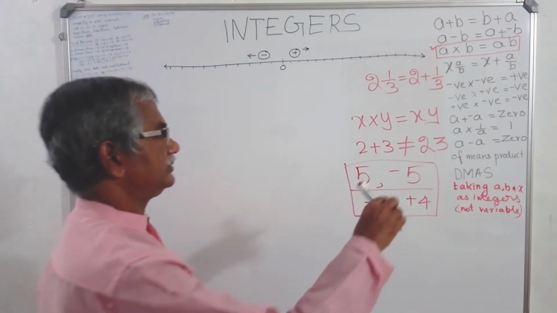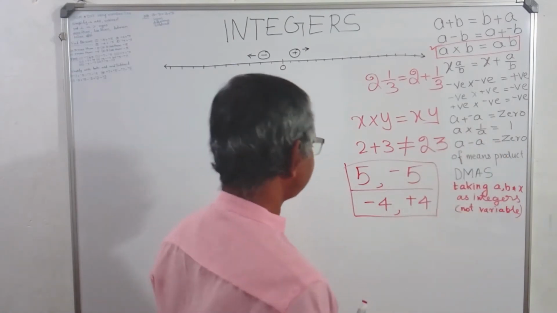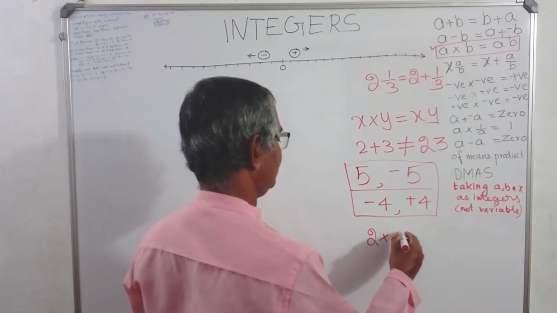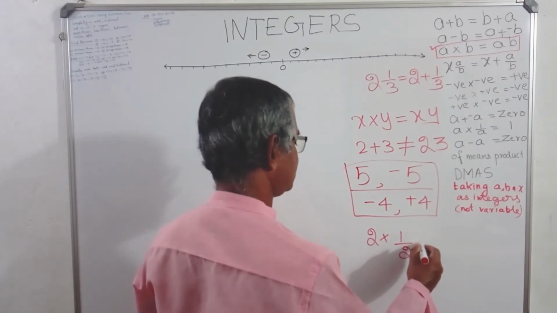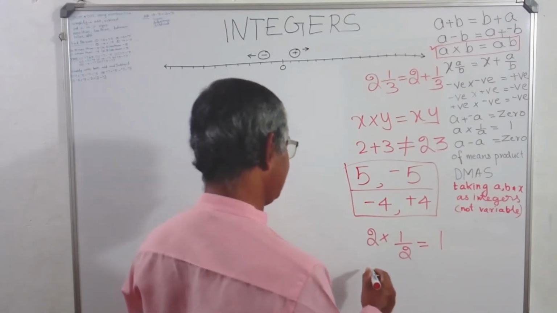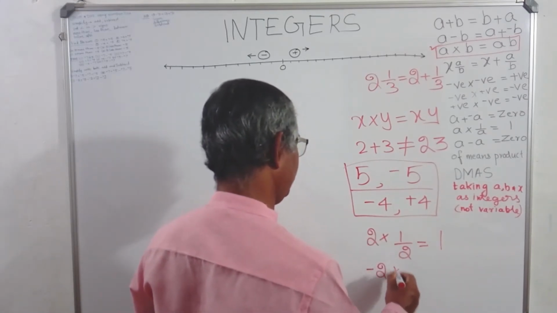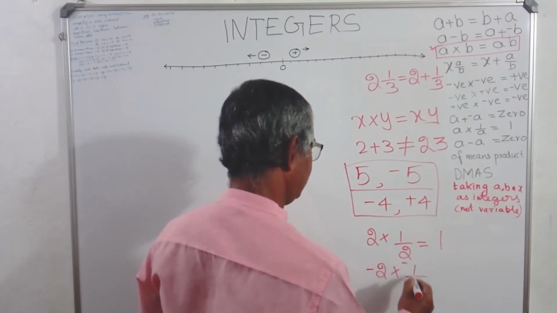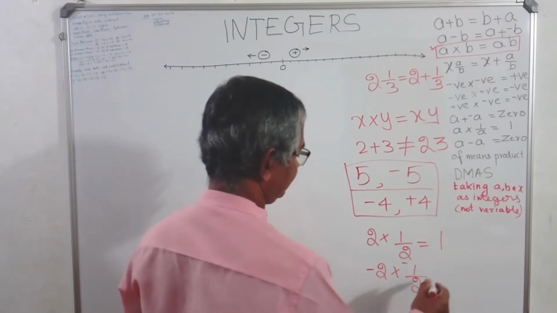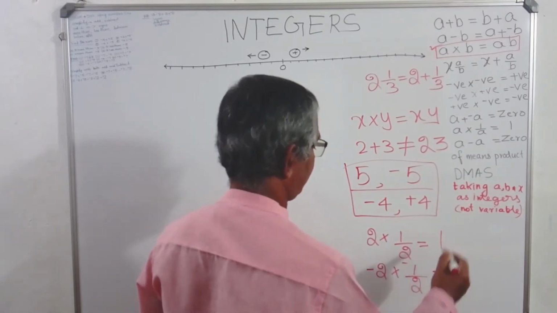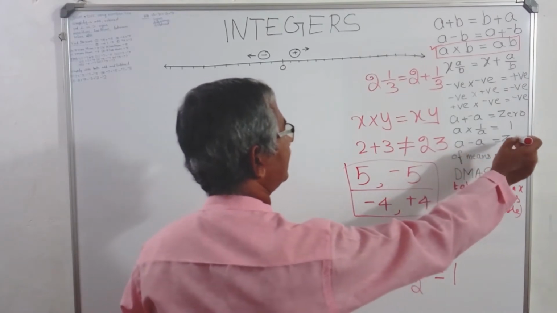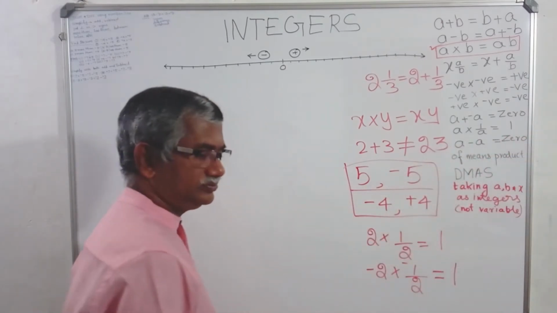The other one, a into 1 by a. For an integer, example 2 into 1 by 2 is always 1. Even if it is negative, negative 2 into minus 1 by 2, or minus half, the answer will be 1. Again, when a number is subtracted from itself, we are getting 0.